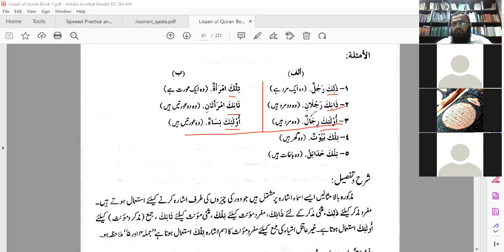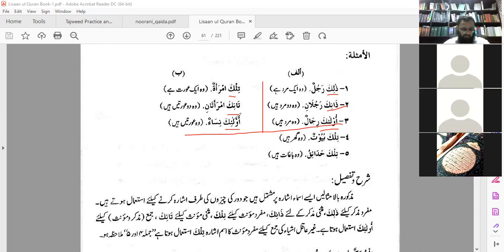Like dhanika, it will be... Yes, are you with me? I told you that I was discussing about morab and mabni. Okay. So these are mabni, their state won't be changed.